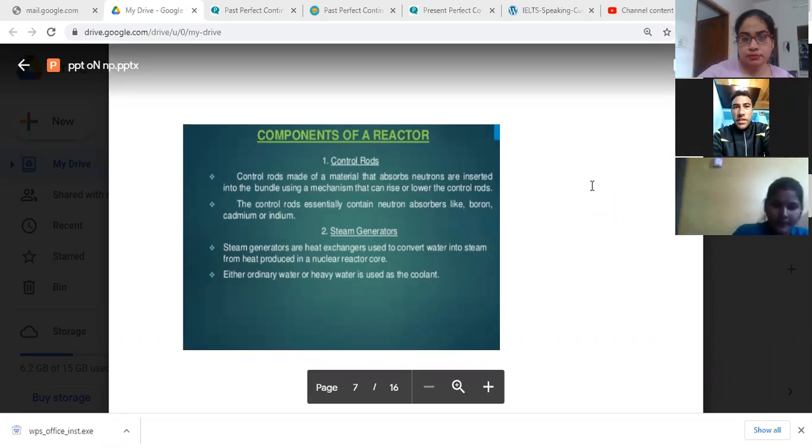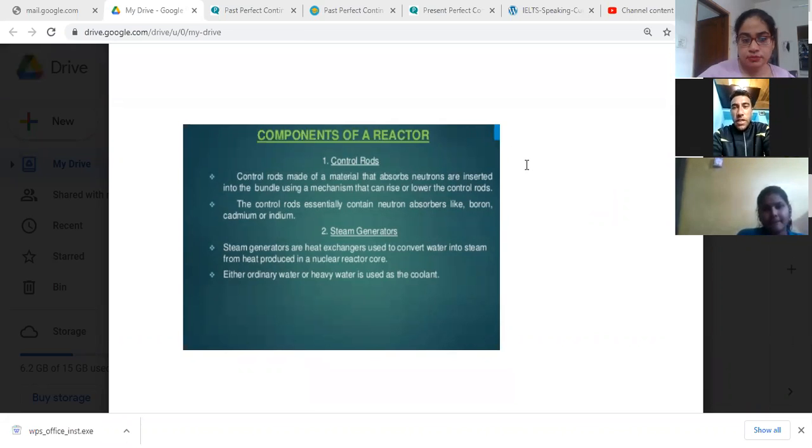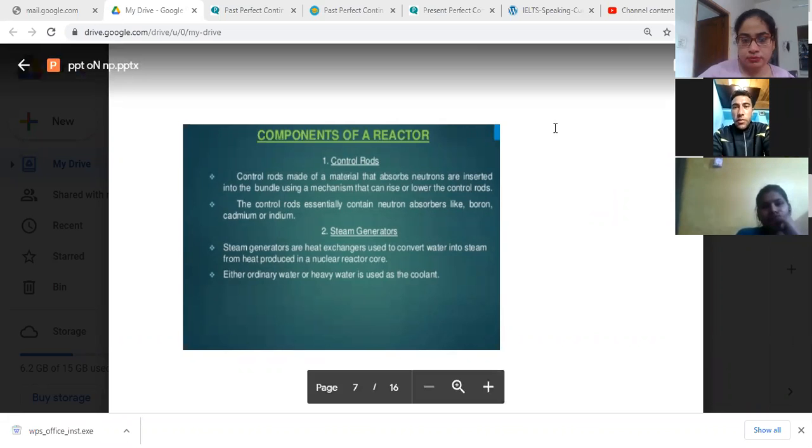The second one is the steam generator. Steam generators are heat exchangers used to convert water into steam from heat produced in a nuclear reactor. Either ordinary water or heavy water is used as the coolant.